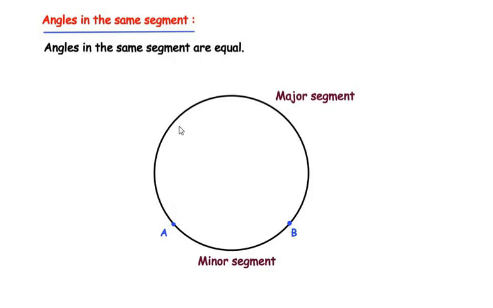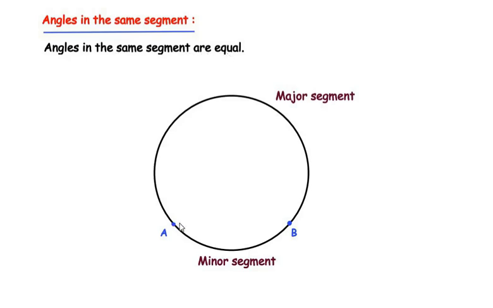Now here we have drawn a circle and we have marked 2 points on it, that is point A and B. These 2 points divide the entire circle into 2 segments. One is the smaller segment called the minor segment, and this is the larger segment which is called the major segment. According to the statement, the angles made in the same segment are equal.